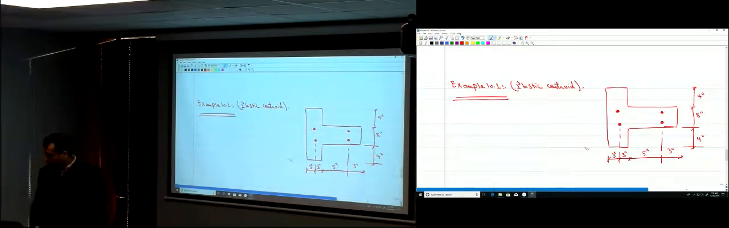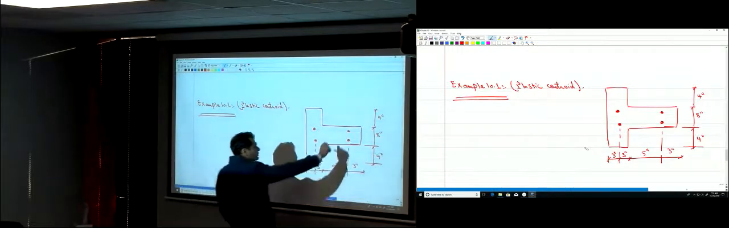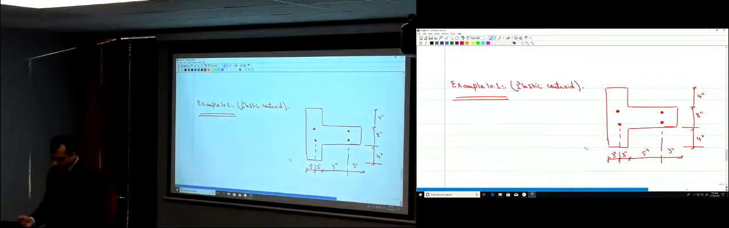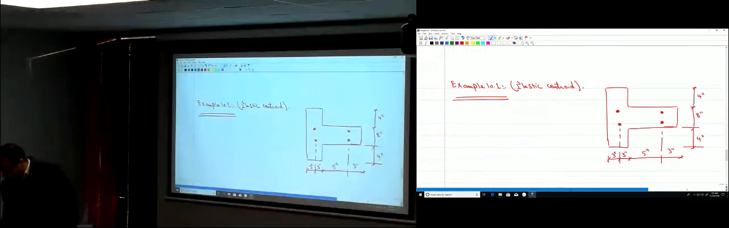The location of the steel, how much is the cover from this side? Well, it's not given, but it's symmetric. There is a stirrup over here.